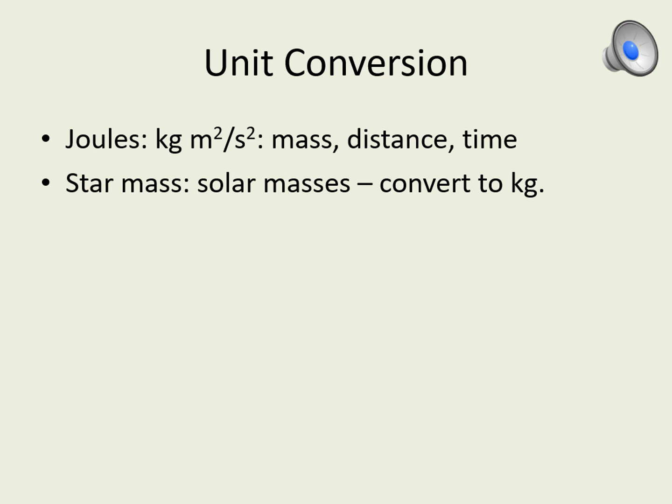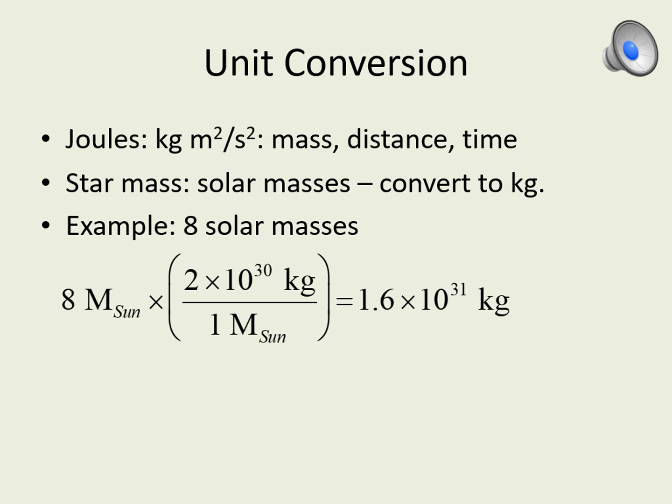Let's try this for the case of a star with a mass of 8 solar masses. When we look at the key that comes with your constellation table, we see that 1 solar mass is 2 times 10 to the 30th kilograms. So 8 solar masses times a conversion factor of 2 times 10 to the 30th kilograms divided by 1 solar mass gives 1.6 times 10 to the 31 kilograms.